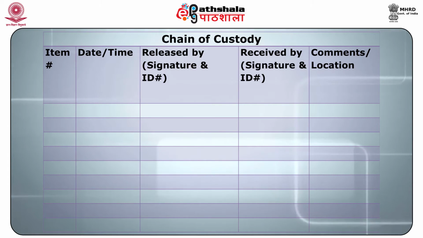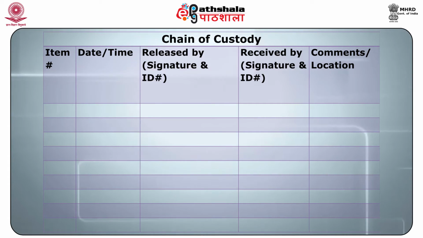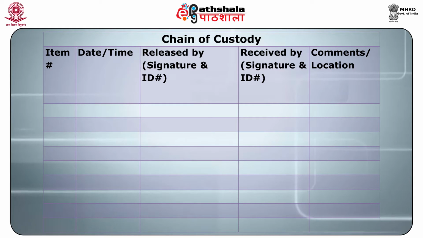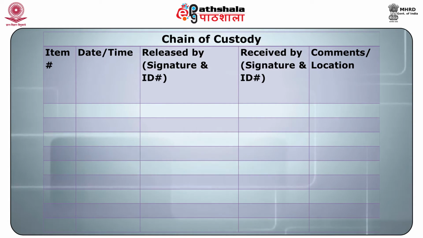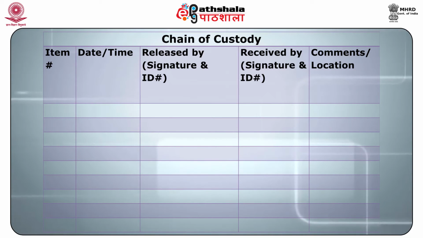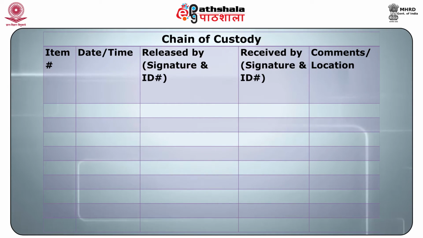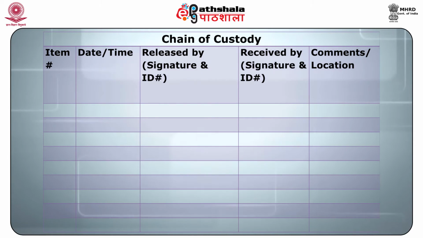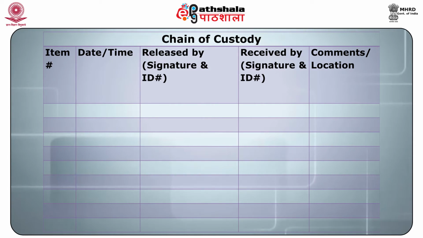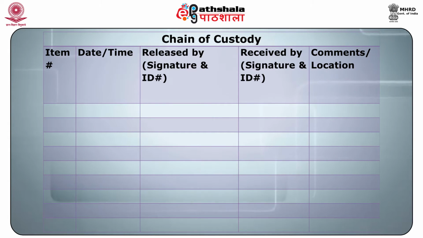Now, there is a form of chain of custody. In this you can see the first block is item, second is date or time, the third block is released by. In this you can see the signature or ID of that person. Now, the next block is received by. In this, you can see the signature and ID of that person. And the next block is the comments and the location from where it was received.